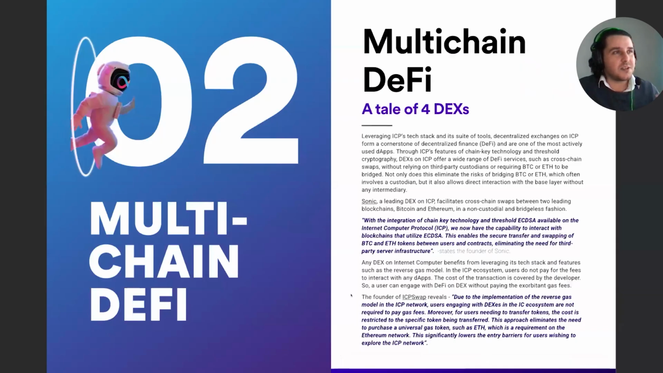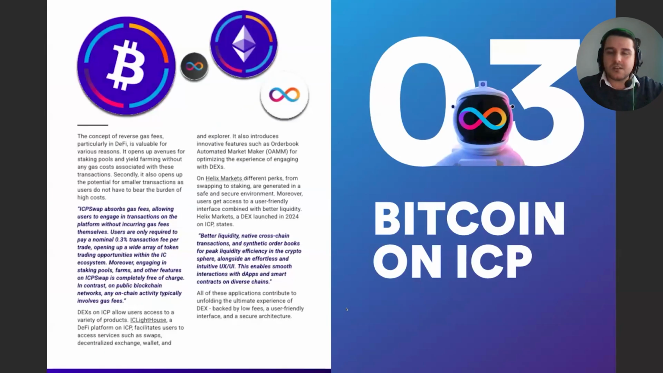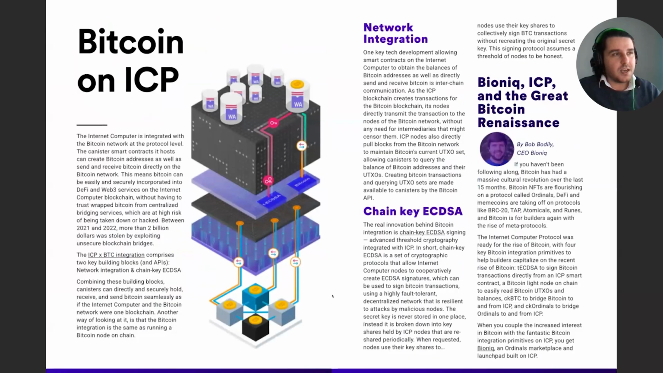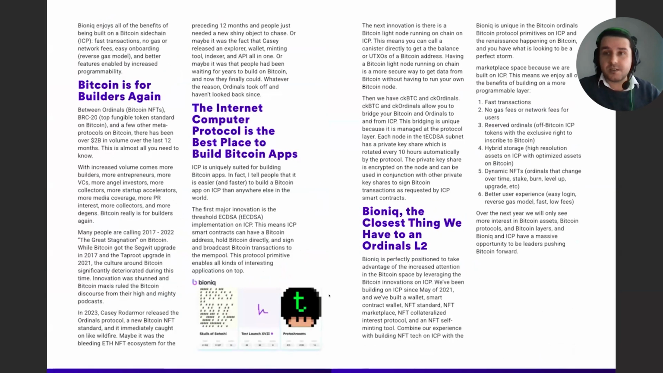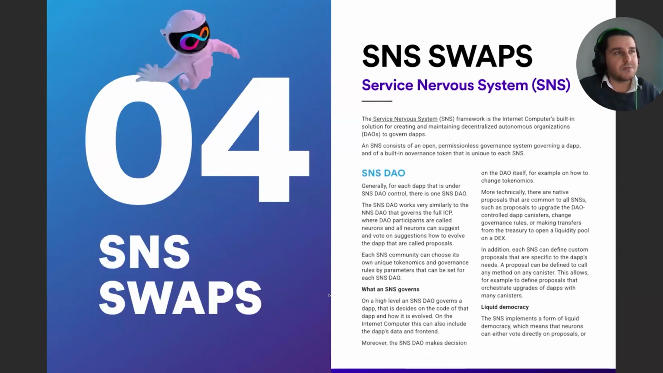We have an article on multi-chain DeFi, how all the DEXs on ICP are approaching multi-chain and the benefits and what they see as an advantage for and why they built on ICP. Then we have this article from Bob, who is looking at what is in store for the Bitcoin ecosystem going forward in 2024. Which I encourage everyone to read once we release this.